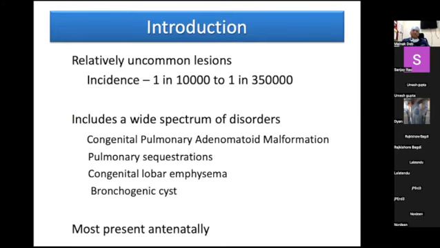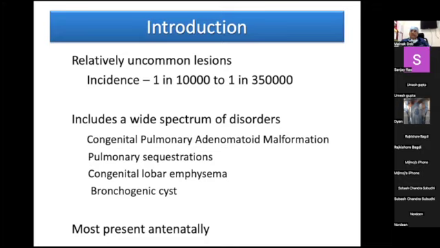These congenitally detected, antenatally detected pulmonary lesions are relatively uncommon, seen in 1 in 10,000 to 35,000 live births, and they include a wide spectrum of disorders. The most common ones are the congenital pulmonary adenomatoid malformations, CPAMs, which were previously called CCAMs. I will probably be using these terms interchangeably because CCAM is still a very widely used term, and so we might use the word CCAM during our talk.